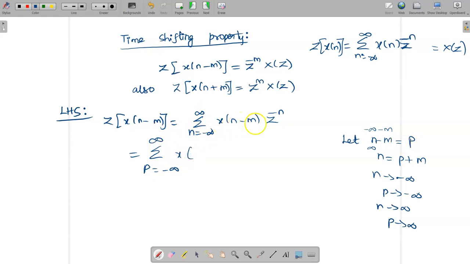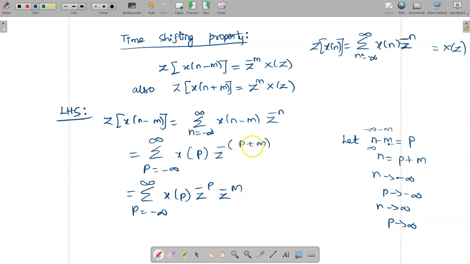x of what is n minus m? n minus m is nothing but p. Okay, z power minus what is again n? n is nothing but p plus m, which I have determined here, that you are substituting here. So summation p equal to minus infinity to infinity x of p. Split your terms, z power minus p, z power minus m. So minus p, minus into plus will become minus. So z power minus p, z power minus m. So here the summation is with respect to p. So here m value is constant. Okay, so that you can take outside. z power minus m summation p equal to minus infinity to infinity x of p z power minus p.